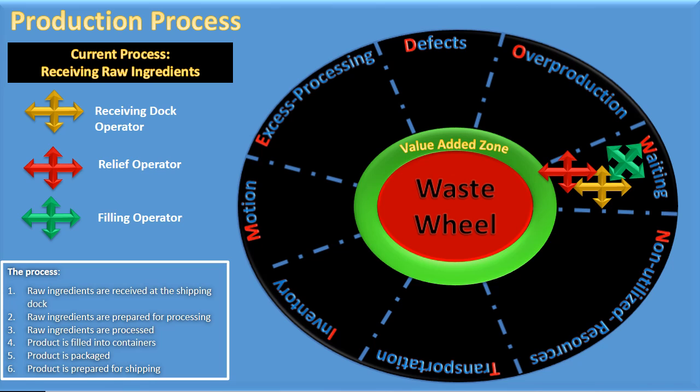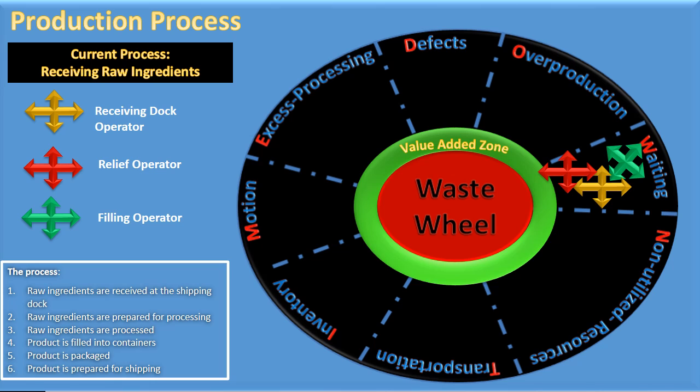The wheel consists of the 8 types of waste surrounding the value-added zone. In a normal process, value added consists of a relatively small percent of the total process time. In this illustration, we have 3 operators: receiving dock operator, orange icon, relief operator, red icon, and a filling operator, green icon. As the operators perform the steps in the process, we will display the types of waste that can occur at each step. The process consists of the following steps.